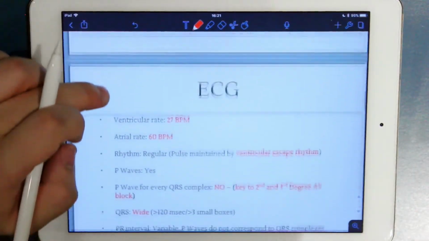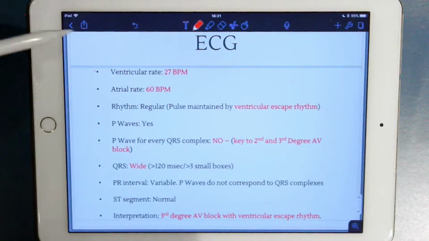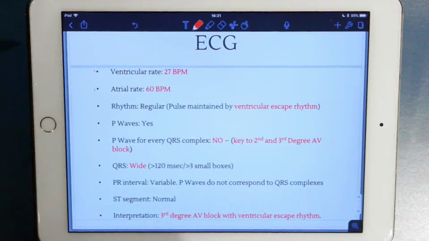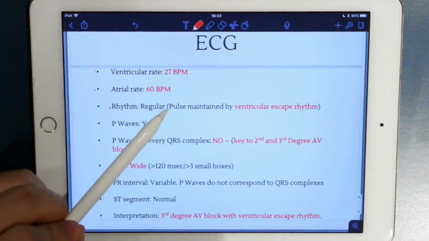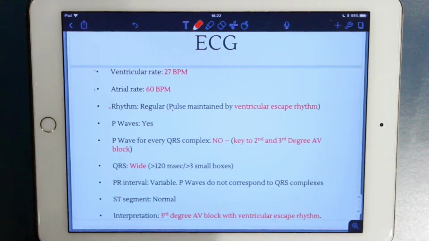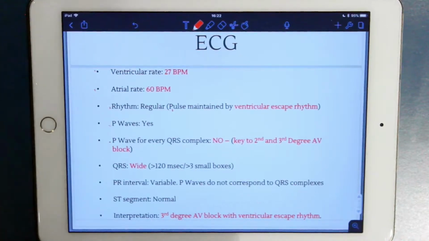Let's go into our summary of the ECG findings. So as I told you, our ventricular rate was 27 beats per minute, but if you go back to the ECG tracing, you'll see that the atrial rate is completely different, and that's 60 beats per minute. So what do we call that when we have a different ventricular rate to an atrial rate? The rhythm is regular. Notably, the pulse is maintained by the ventricular escape rhythm. P waves are present, but distinctly P waves are not present for every QRS complex. And this is the key to second and third degree AV block.